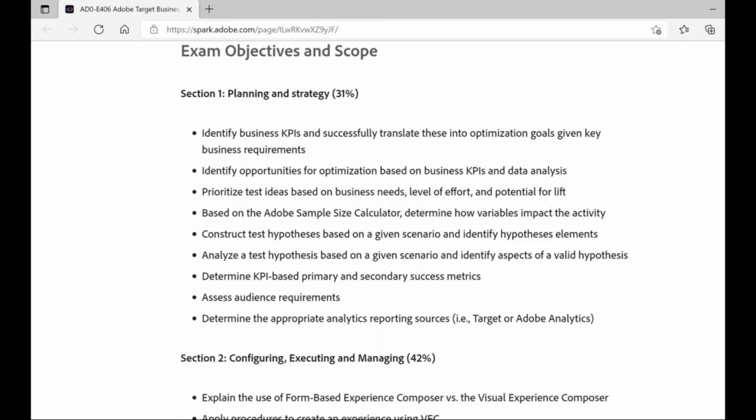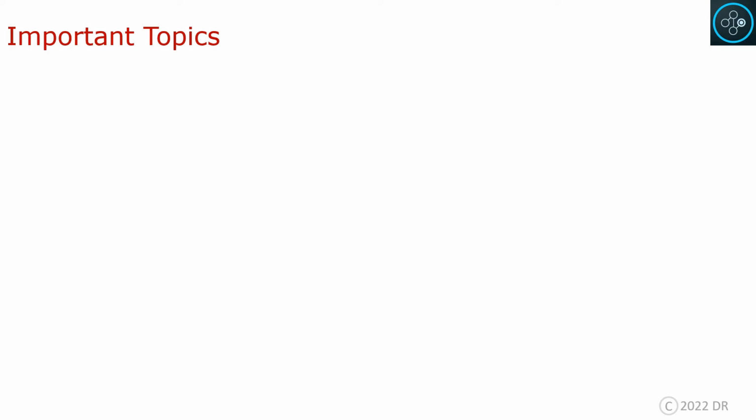For example, in configuring, executing and managing, you have form-based versus the VEC, so you know the difference and can differentiate when to use which one. That's how it works. This is the list of important topics that we have, and this list is in the order of most important to less important topics. So basically we have the descending order of importance.